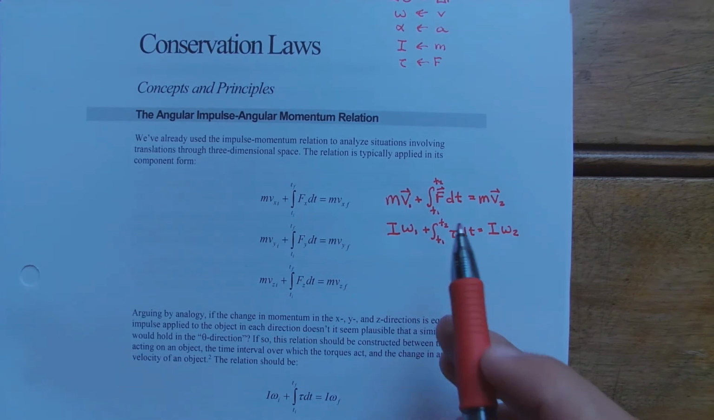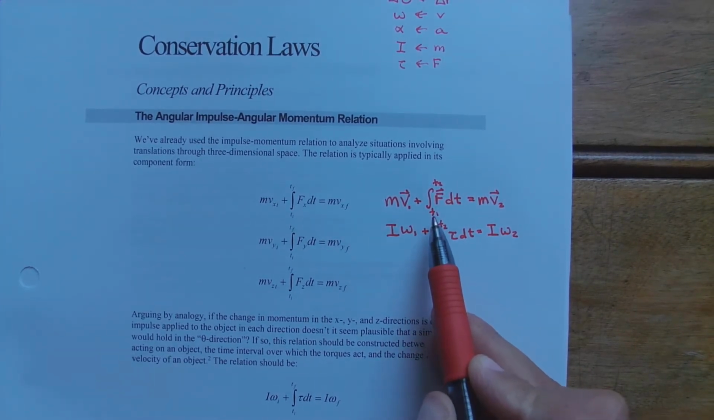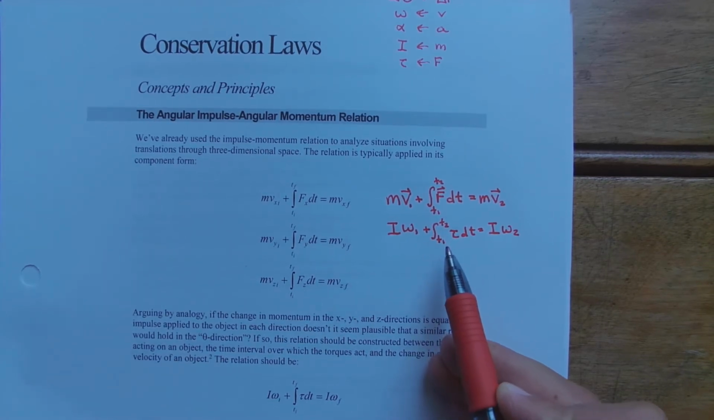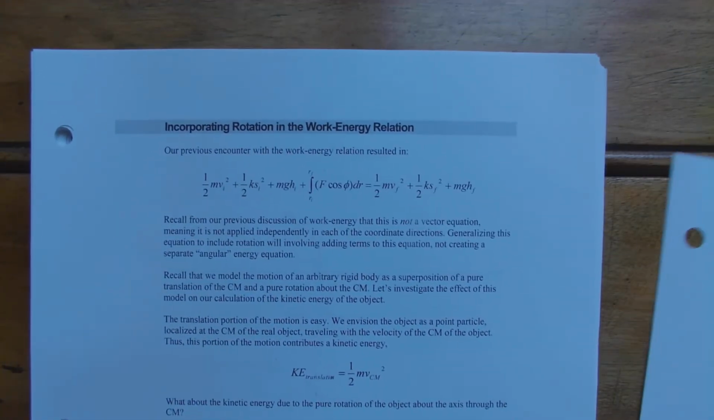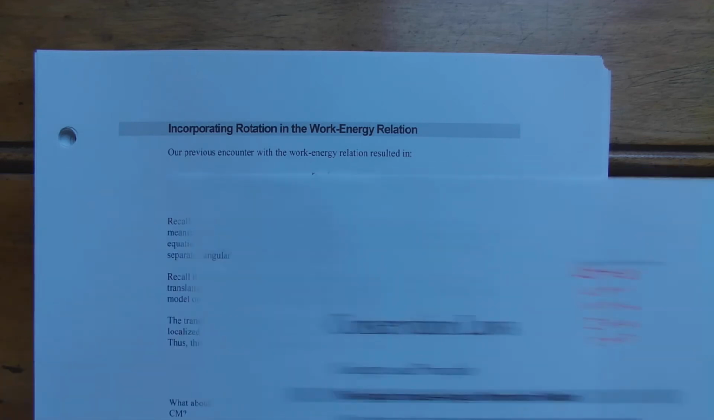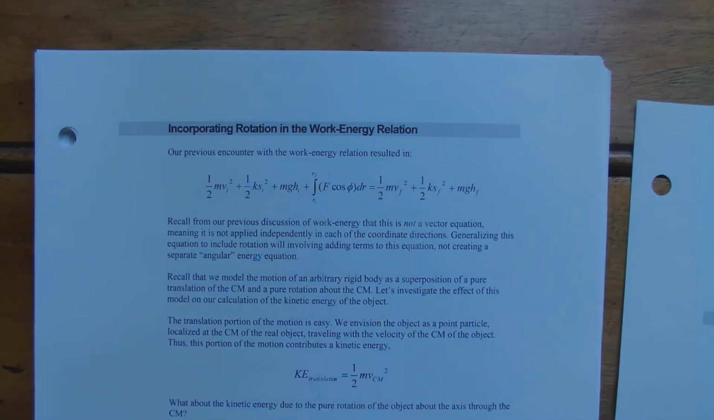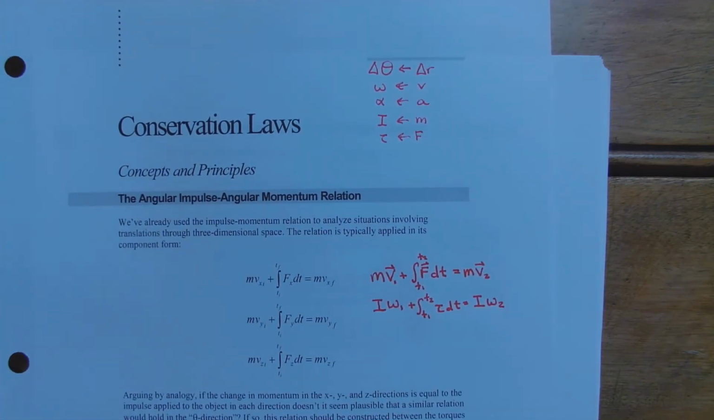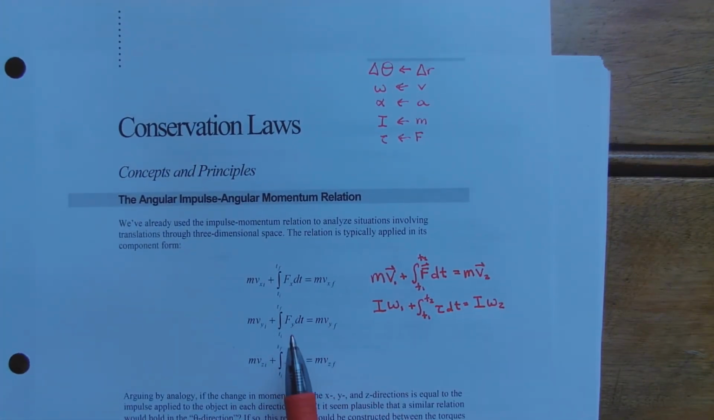And just like the original equation for impulse momentum can be derived from Newton's second law, this equation can be derived from Newton's second law in rotational form. For work energy, we're going to do something like this, but work energy was a scalar equation and not a vector equation. And so rather than having a completely new equation, just like for Newton's second law, we can use the impulse momentum equation in the x direction, the y direction, and the z direction. And then in addition to that, we can use the rotational form.